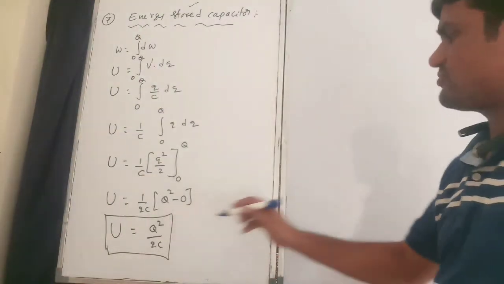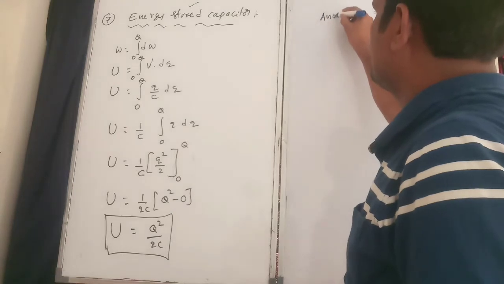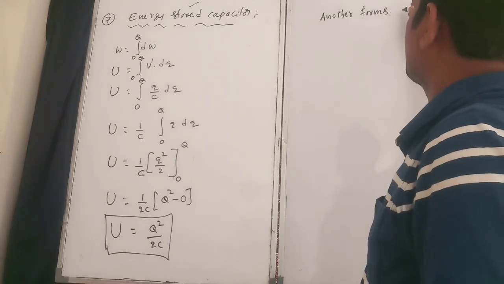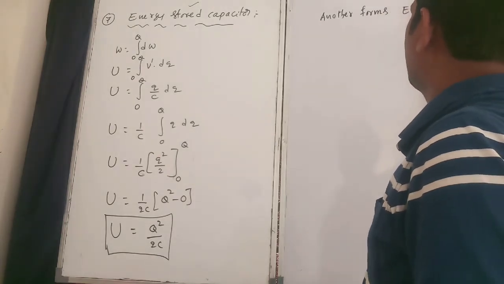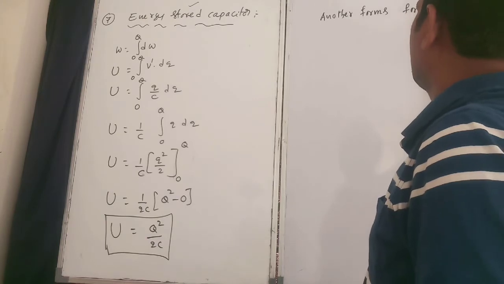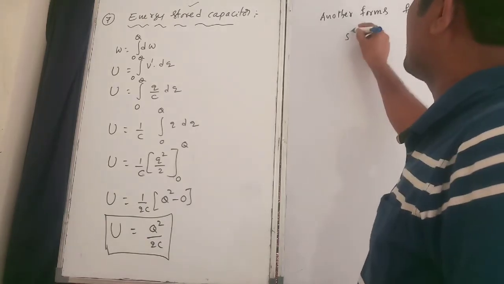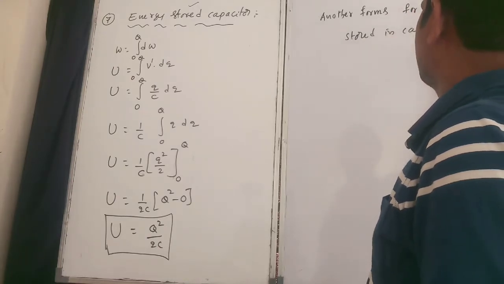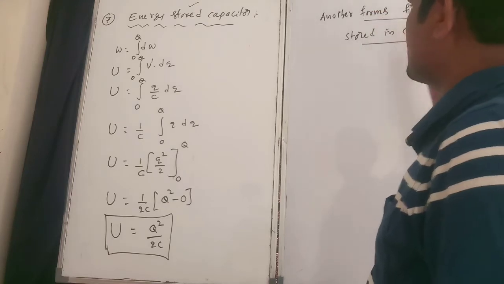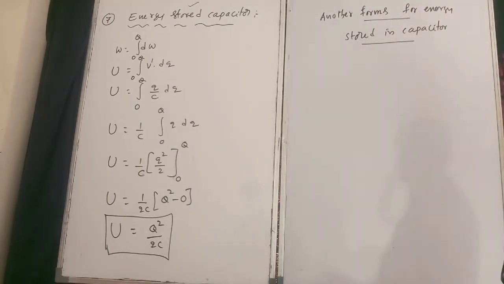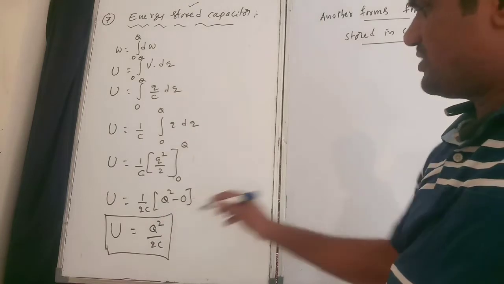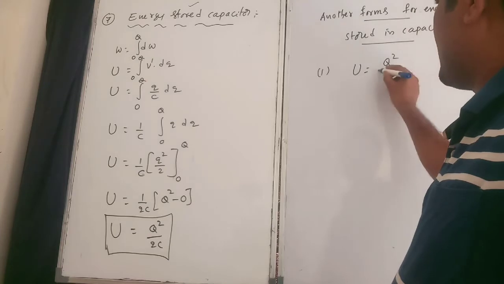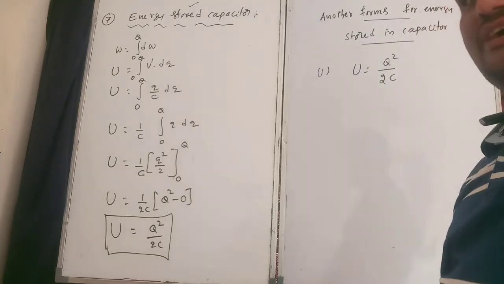So other forms for energy stored in capacitor. Alright, so what is the formula? First formula, U is equal to Q square by 2C. Q square by 2C. Correct?